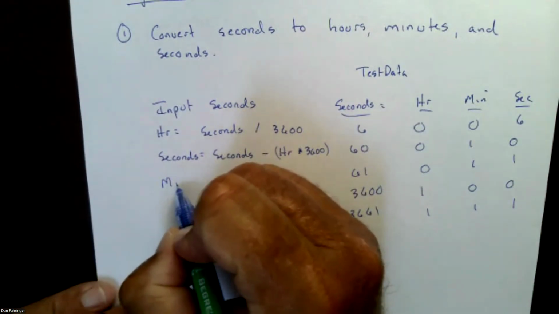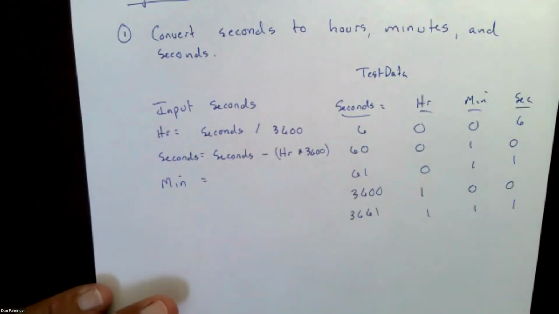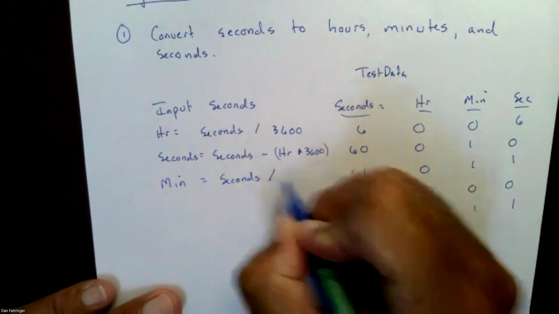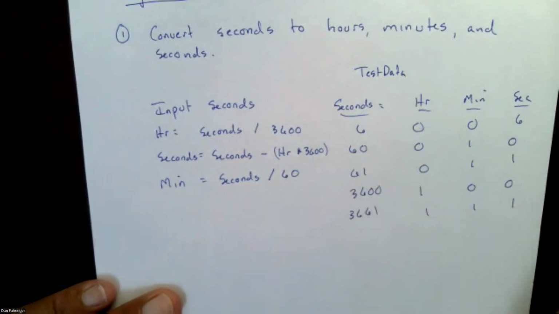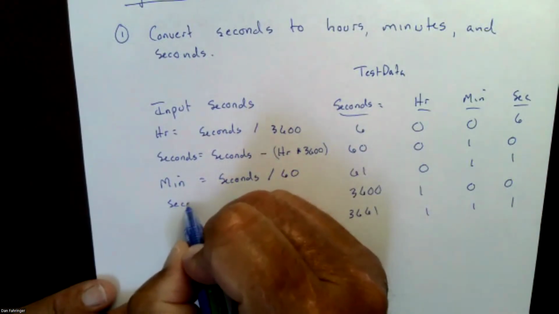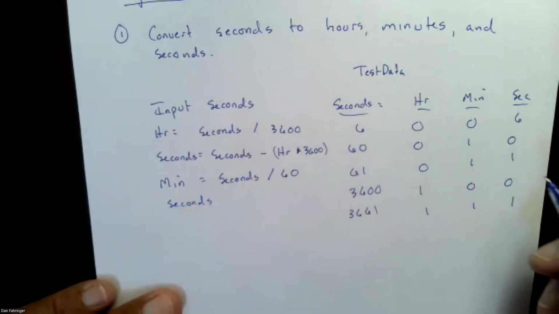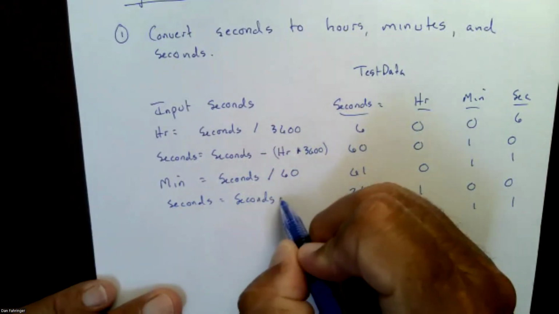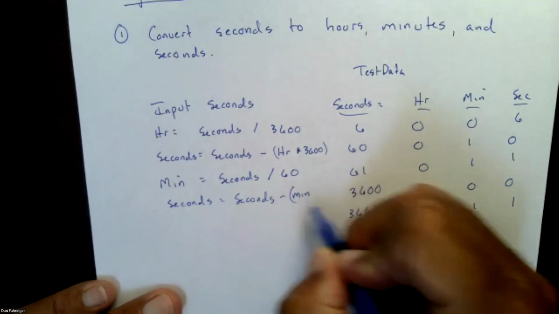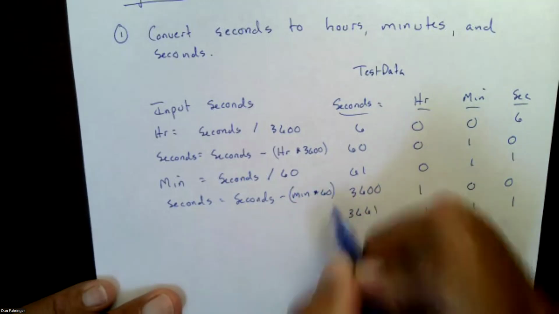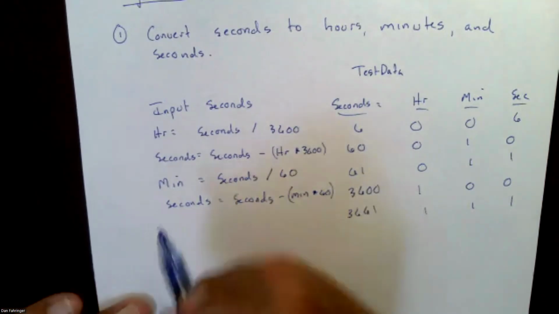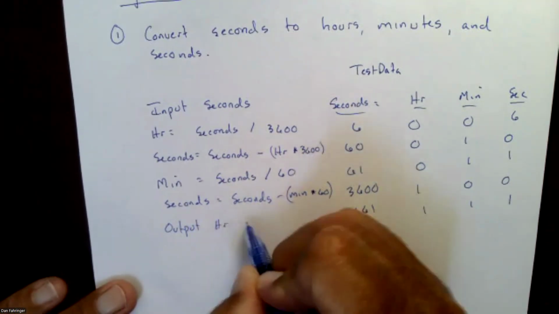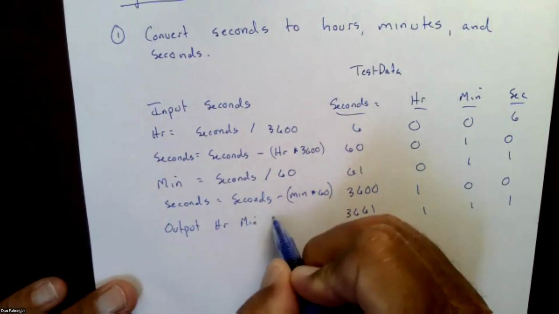Minutes equals seconds divided by 60. How many seconds are left? Seconds minus minutes times 60. Output hours, minutes, seconds.